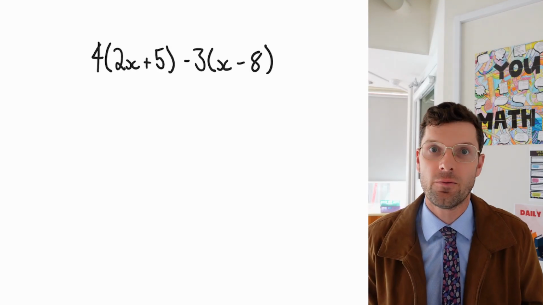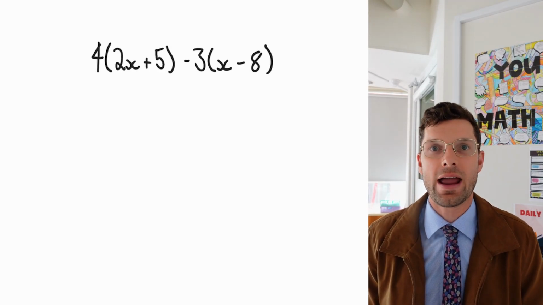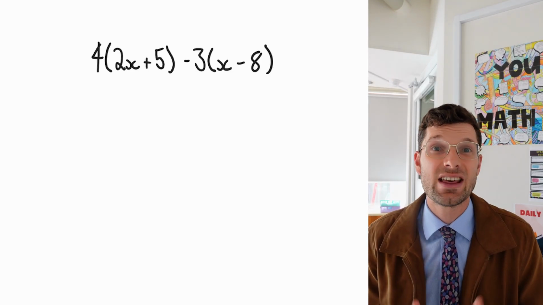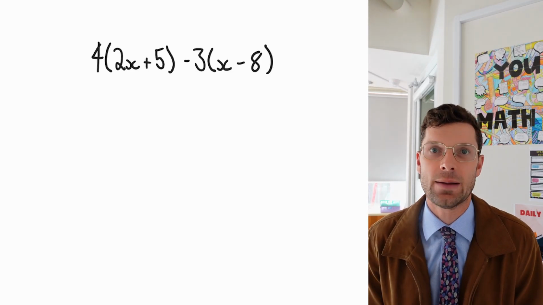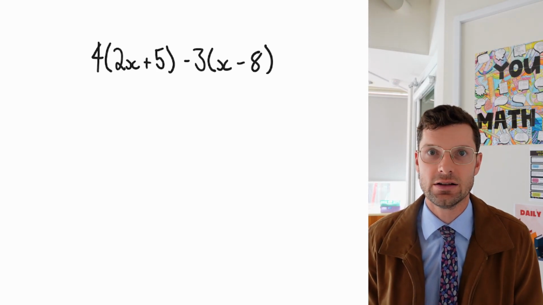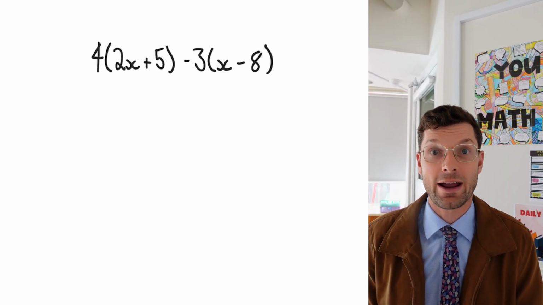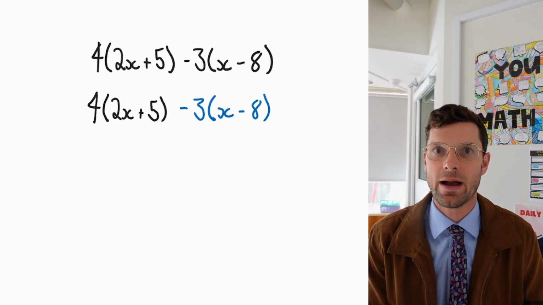We've got the first one, 4 bracket 2x plus 5, and then the second one, which is negative 3 multiplied by x minus 8. The way that I approach these is to treat them like 2 different expanding questions that just happen to be jammed together. I even like to write them out twice in 2 different colors. So I'm going to rewrite this as 4 bracket 2x plus 5, all in black. That's my first bit of information.